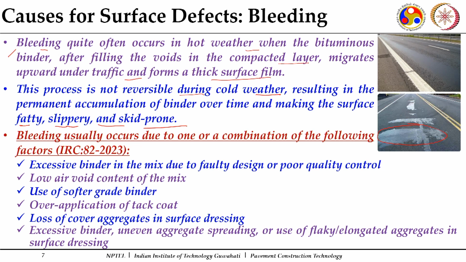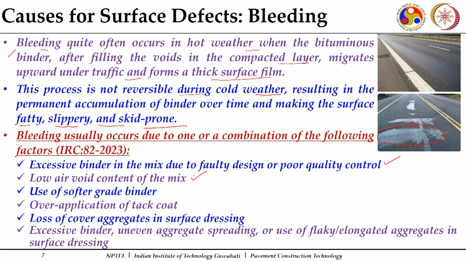Now, what could be the possible causes of this binder coming over the top of your bituminous surface? One is excessive binder in the mix. While designing the mix, you have designed it in an improper manner, to a higher binder content than what is required. That excess binder has come up on the top. Or the quality control was not there, because you designed it, but while constructing, or while producing at your hot mix plant specifically, the control was not proper, so the mix was ultimately produced at higher binder content than what was designed earlier.